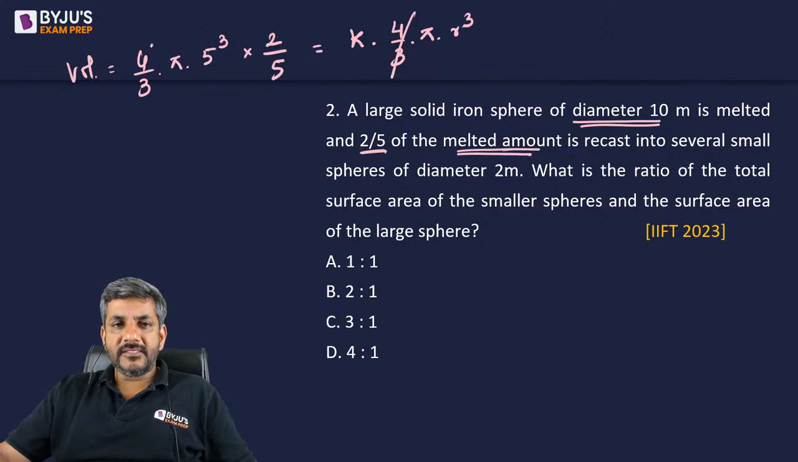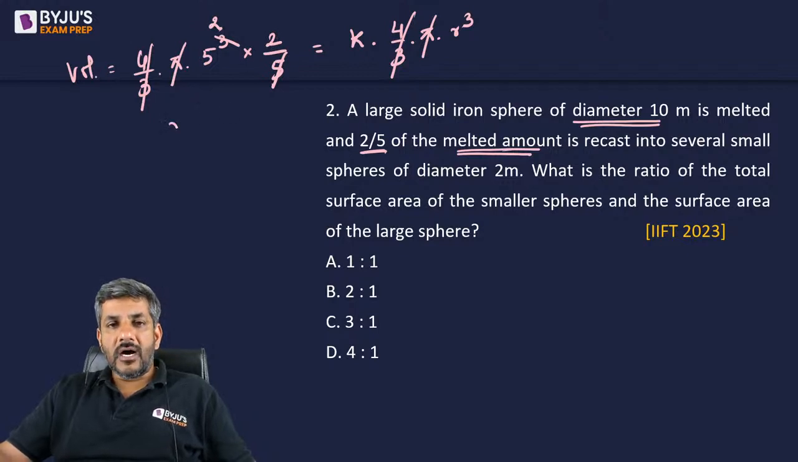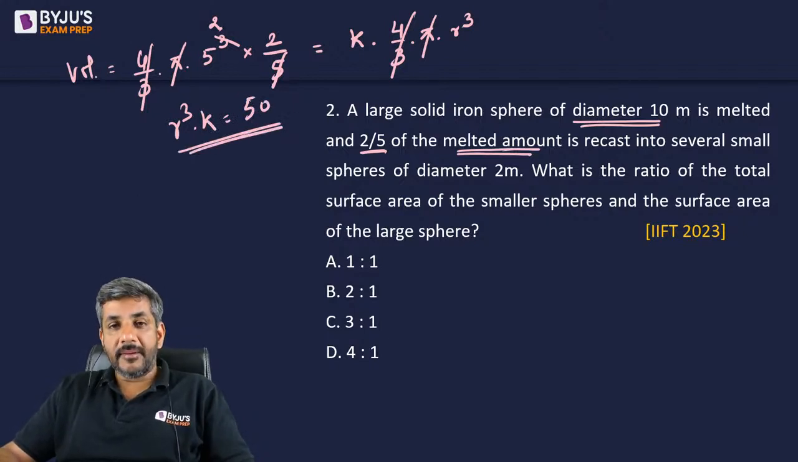4 by 3 will cancel out with this 4 by 3. Pi will cancel out with this pi. 5 will cancel this out at 5 square. So I have 5 square, 25 into 2, which is equal to 50. So r cube into k is equal to 50 from here. I hope you all are getting my point, right? r cube into k is equal to 50. This must be giving you an answer from here.